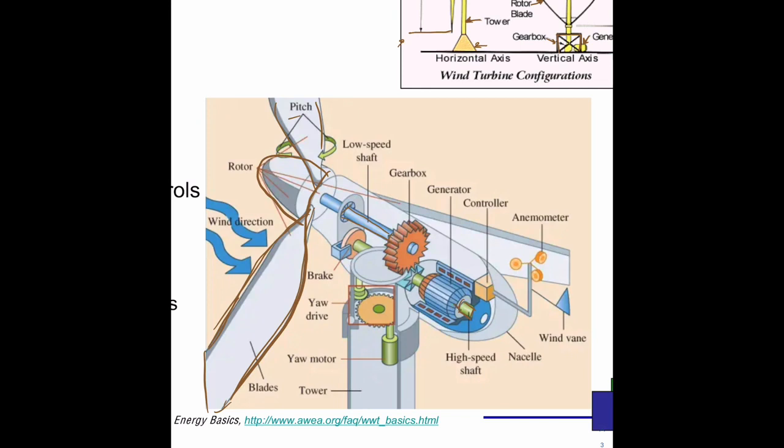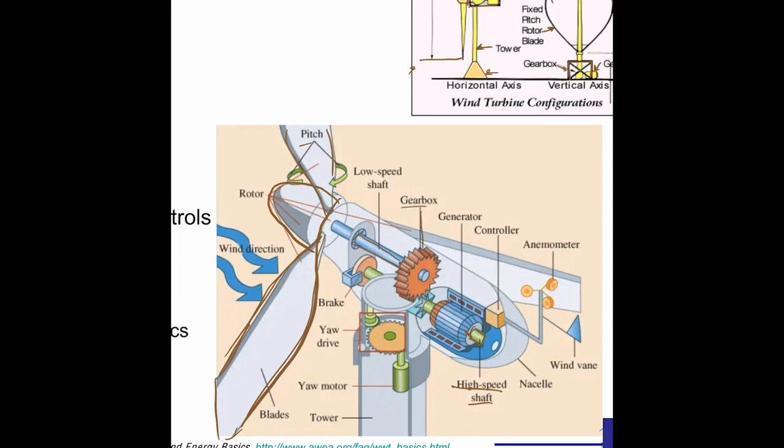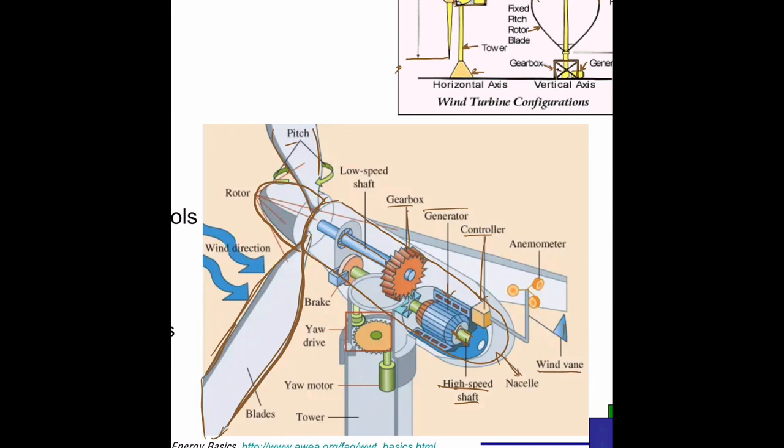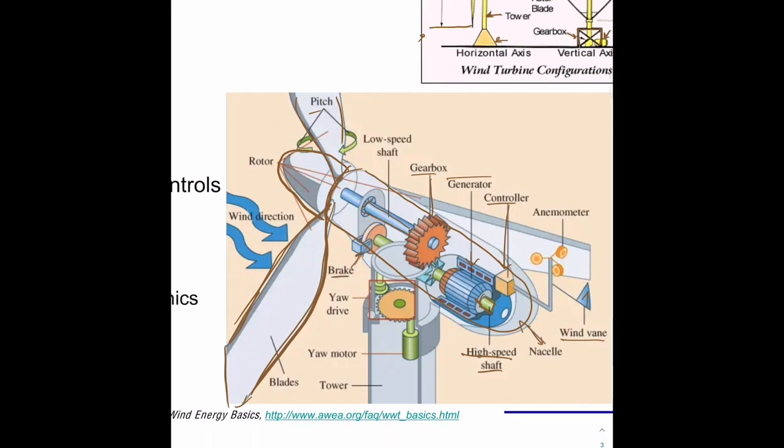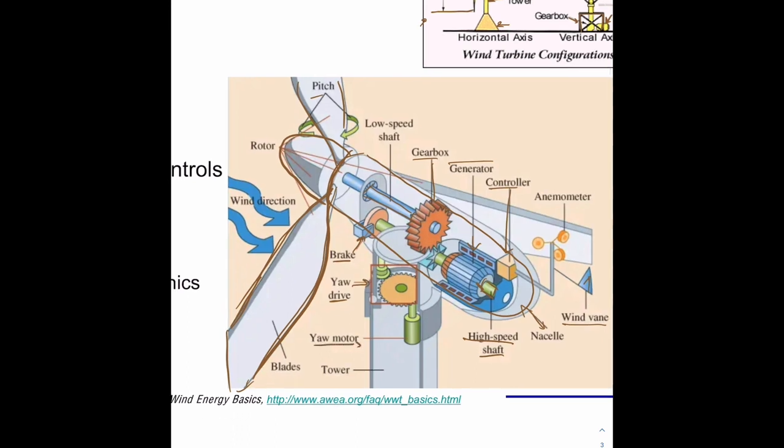Of course, the high-speed shaft I'm talking about is connected to a small gear. We have the gears, the gearbox actually. We have the generator, we have a controller, we have the nacelle that holds everything. It's a housing for everything. We have the wind vane that tells us where the wind is heading, or the direction. And we have the brakes. We have the yaw drive. We have the yaw motor.